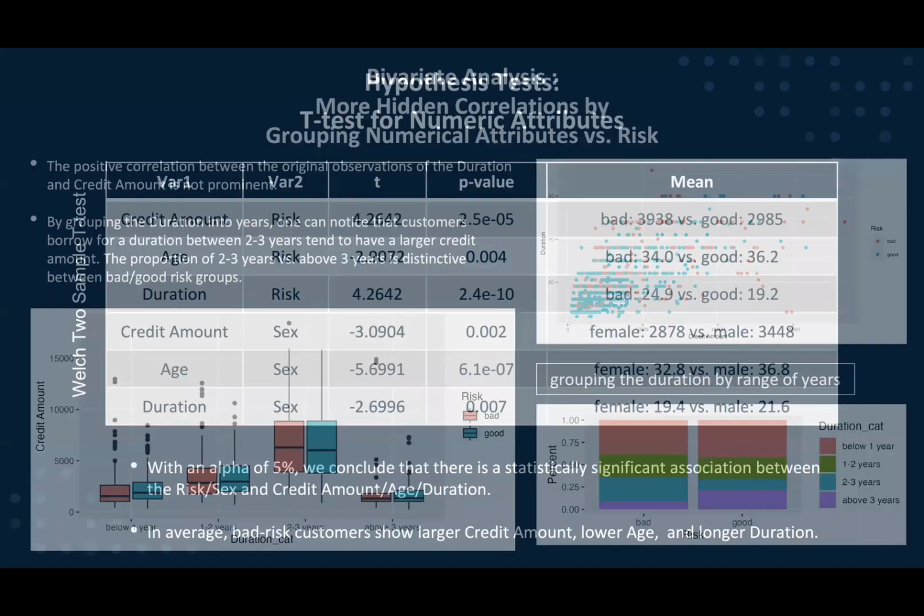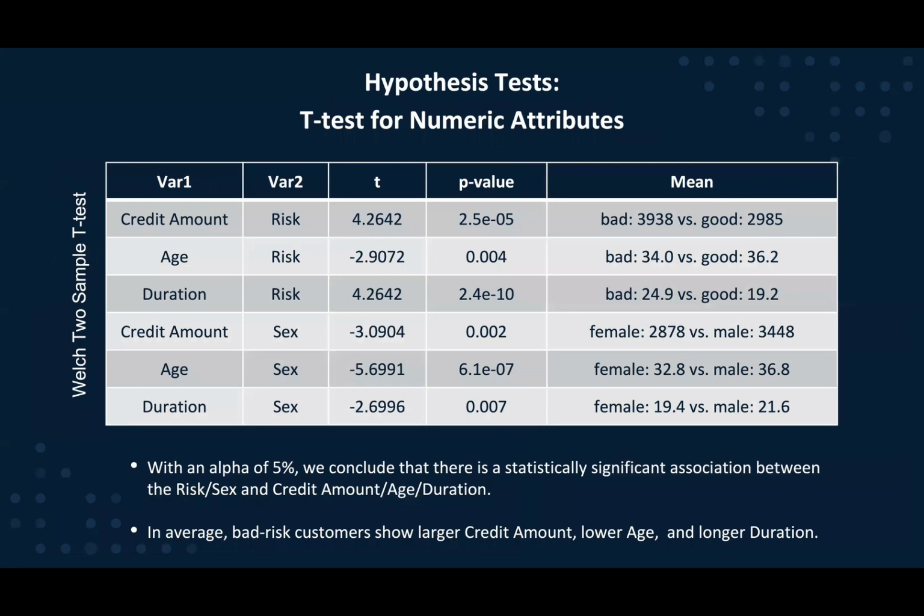In the end, we did a t-test for each numeric attribute, and we concluded that with an alpha of 5%, there is indeed a statistically significant association between the risk and all the 3 numeric attributes. This is consistent with our previous bivariate analysis conclusions.